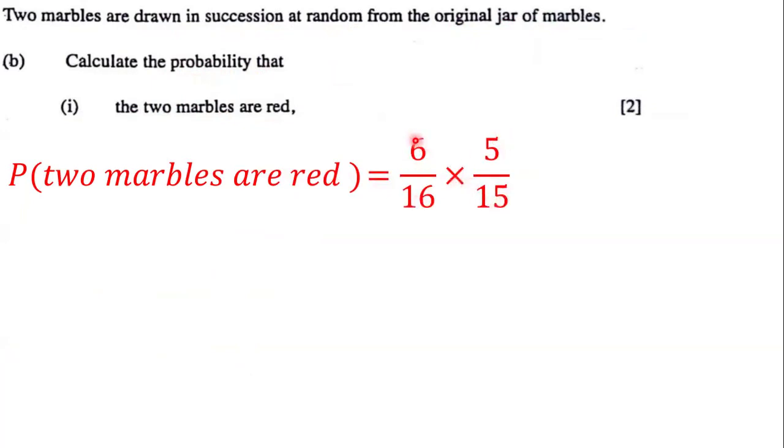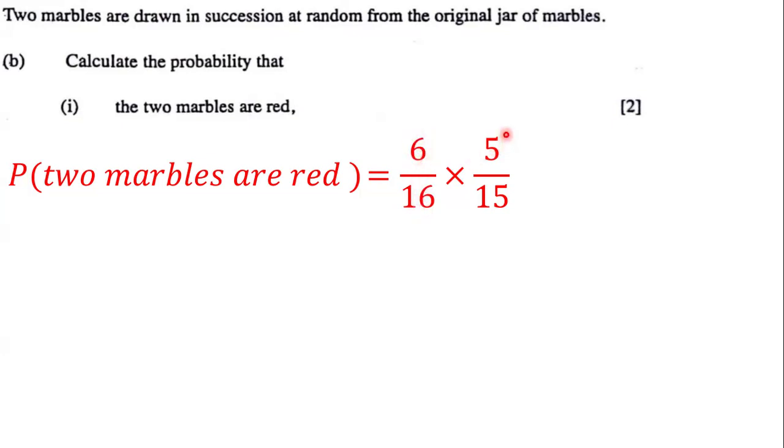Now, this first one is the probability that the first marble drawn is red. There are 6 marbles in total and 16 marbles to choose from. So it's going to be 6 over 16. And that's the probability that the first marble drawn is red.